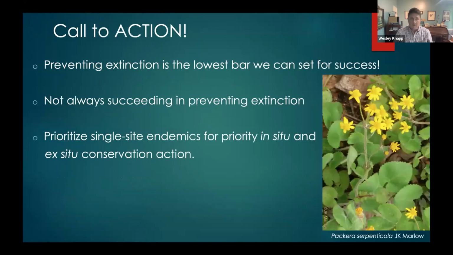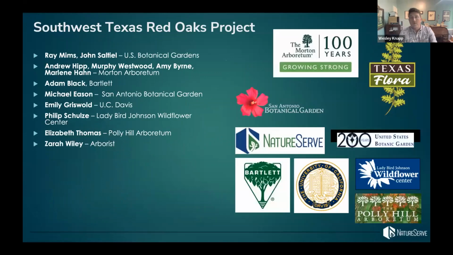So part of this is clearly a call to action, because preventing extinction is the lowest bar for success we can set, and we're not always exceeding it. And one of the things I'm trying to do now that I'm here at NatureServe is to help prioritize single-site endemics for priority in situ, which is on-site, and ex situ, off-site conservation. And that's led to a real fun project to look at Southwest Texas red oaks. This is a project really spearheaded by the Morton Arboretum and the U.S. Botanical Garden. I got involved when I was with the North Carolina Natural Heritage Program.